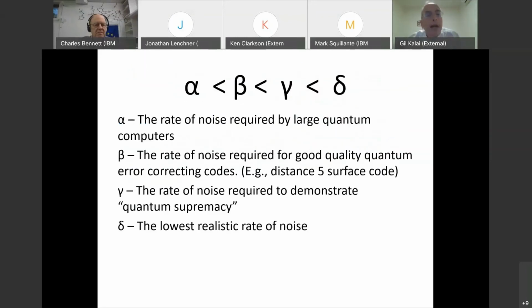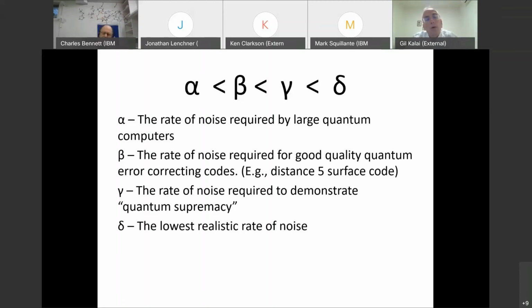Another way to describe this argument is that we denote 4 numbers: alpha, the rate of noise required for full-scale quantum fault tolerance, by large quantum computers; beta, the rate of noise required for good quality quantum error correcting code; gamma, the rate of noise required to demonstrate quantum supremacy; and delta, the lowest realistic rate of noise. Then alpha is smaller than beta, smaller than gamma, smaller than delta. These numbers are not universal constants from nature. They slightly depend on the systems you study, but this inequality is generally true. And this is a consequence of this computational complexity aspect and some other things.